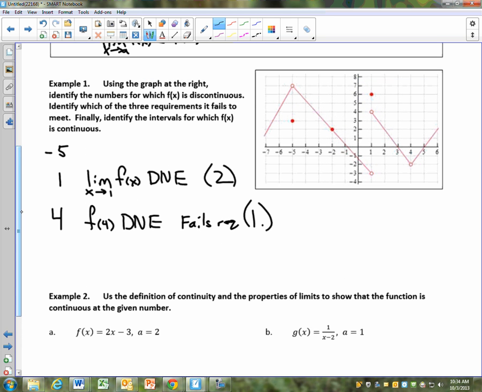So this is the third situation. Do you understand the difference between those? Here you have an open spot. Here you actually fill it, but the limit doesn't exist there. So let's go to the last situation.